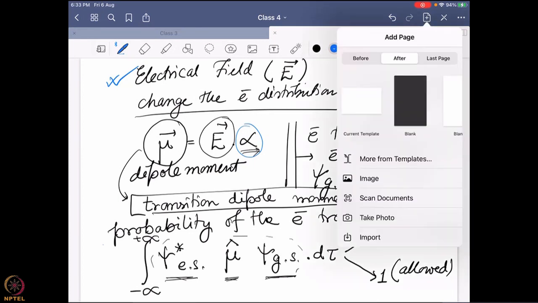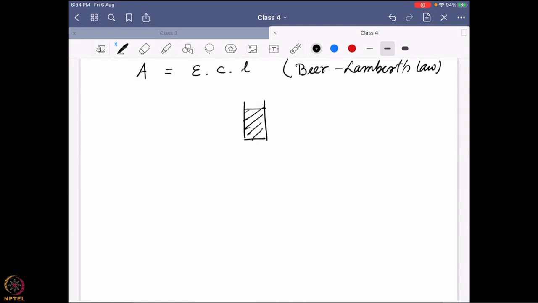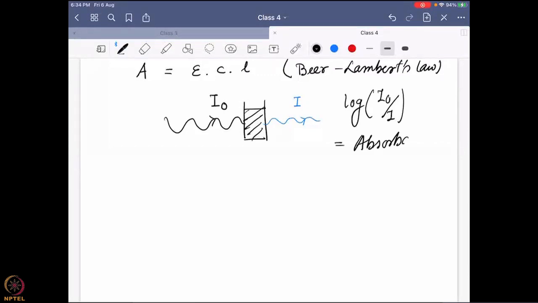Now, this equation we already know from our knowledge, which is given by the absorbance of a molecule is equal to epsilon Cl. And this equation is known as the Beer-Lambert law. So let's connect it. What are those things? Generally, we take a sample in a cuvette. We pass a light and find out its intensity, say it is I0. If this molecule is absorbing, on the other side I am going to get a different intensity of light, say I. I take the log of I0 versus I, and this is defined as the absorbance, or A.